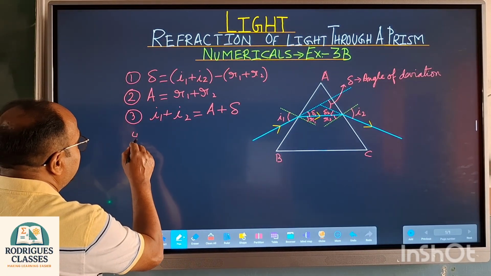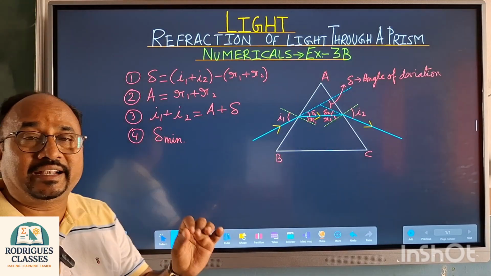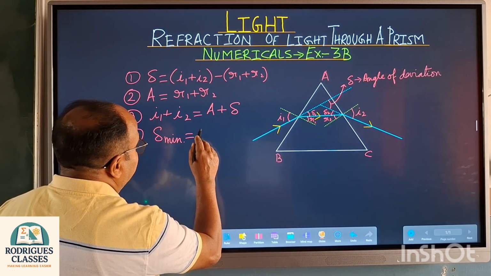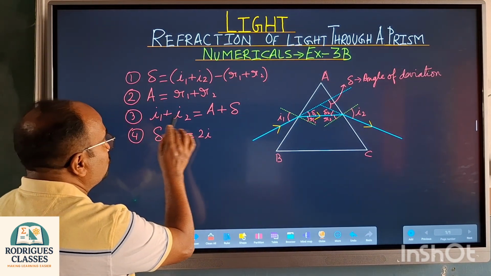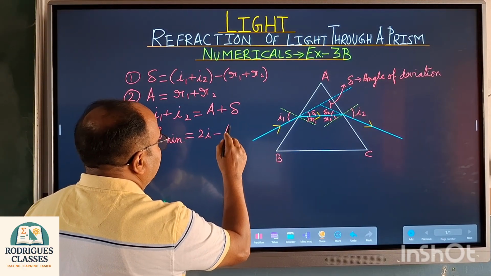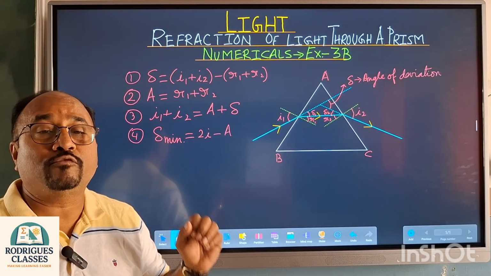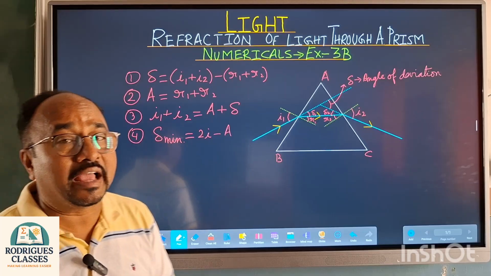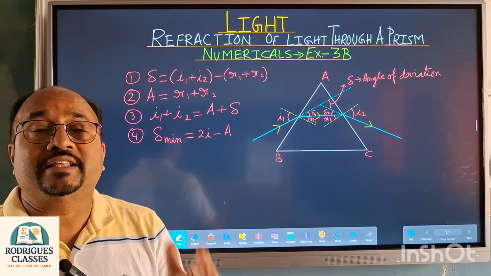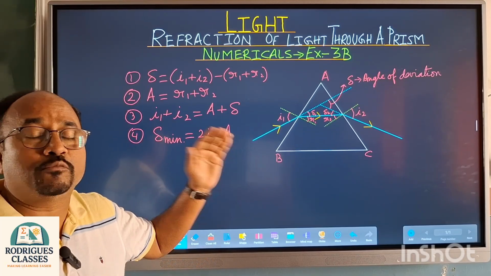So we get here, remember this is delta min, meaning the angle of minimum deviation. So it will be 2i. Why 2i? Because these two are equal. So i and i get added to 2i, minus the angle of the prism. So this is a very important formula to be remembered. When you have to find the angle of minimum deviation, it will be twice the angle of incidence, or the angle of emergence if that is given, minus the angle of the prism. Note down these formulas, we will require them to do the numericals.